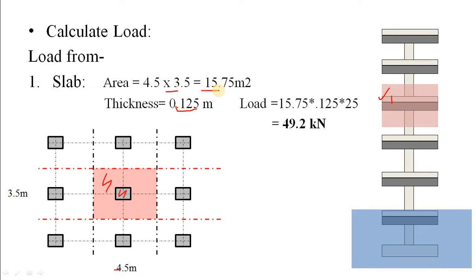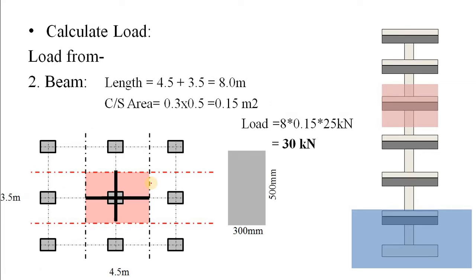Not only for slab, for beam, column, everything we will assume that the density of the concrete is 25 kilonewton per meter cube. Now you have got the area and thickness. If you multiply that with the density of concrete, you will get the load which is coming from the slab for this particular zone. Now calculate the load which is coming from your beam.